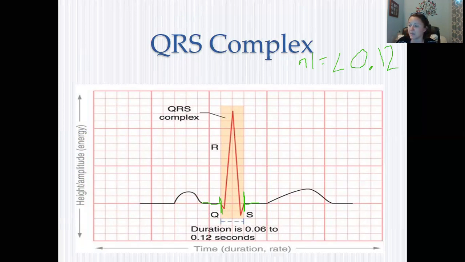And again, it's going to be the same thing. If it's longer than that, then it means that there is something blocking it or keeping it from getting all the way through in an appropriate amount of time.